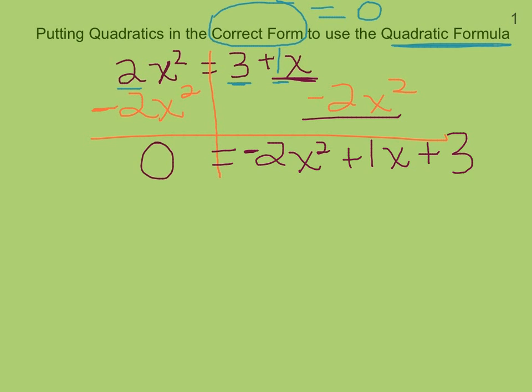Now we can use the quadratic formula. So notice, it's not a huge difference, but it is the difference between correct and incorrect. You have a negative 2 as your A term instead of just 2.